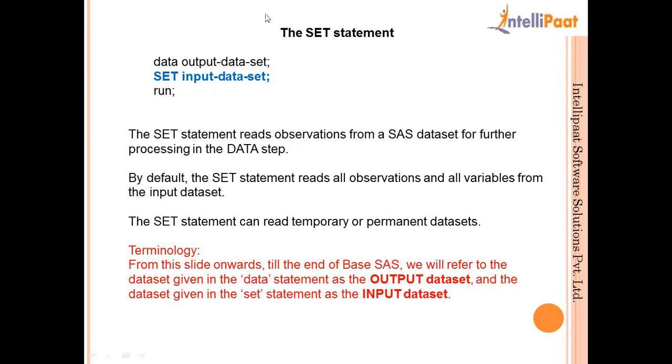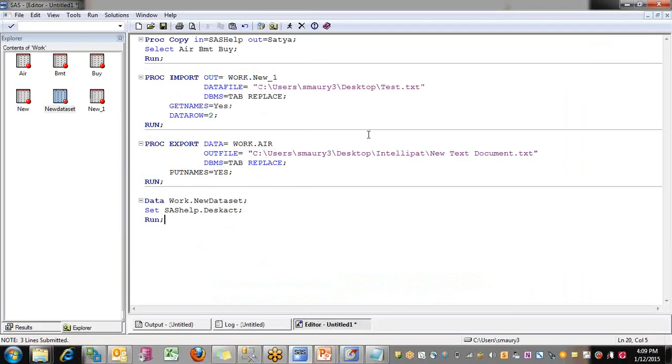Alright. Now the set statement, this is what exactly we have just done. The set statement reads observations from the SAS dataset for further processing in a data step. By default, the set statement reads all observations and all variables from the input dataset. The set statement can read a temporary or permanent dataset. The terminology is, from this slide onwards till the end of base SAS, we will refer to the dataset given in the DATA statement as output dataset and the dataset given in the set statement as input dataset.